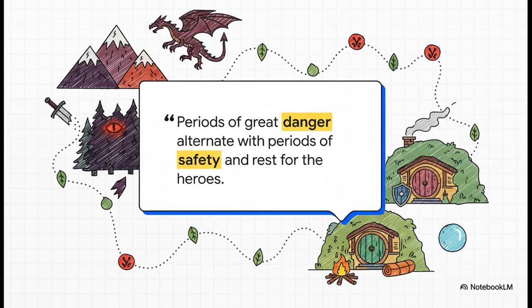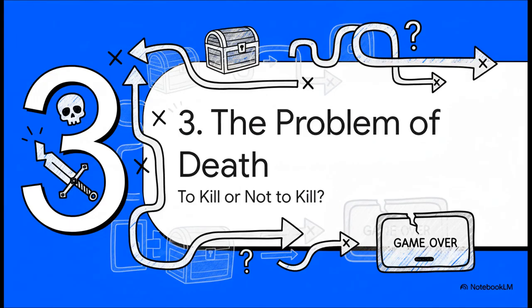Periods of safety where the hero, and by extension, you, the player, can take a breath and process everything before the next big challenge hits. This brings us to Section 3, a really interesting debate in game design. The problem of death. Should you be able to kill the player's character? What's the real consequence for failure in an adventure game?